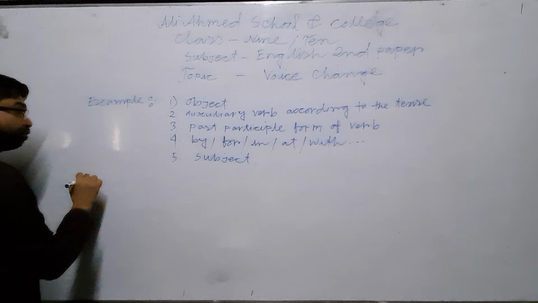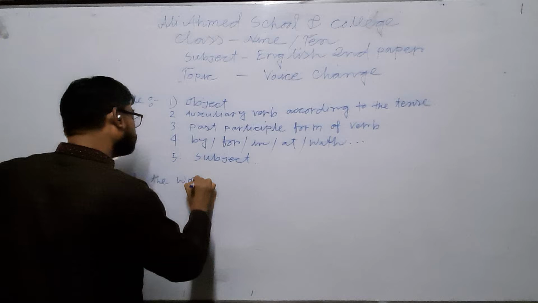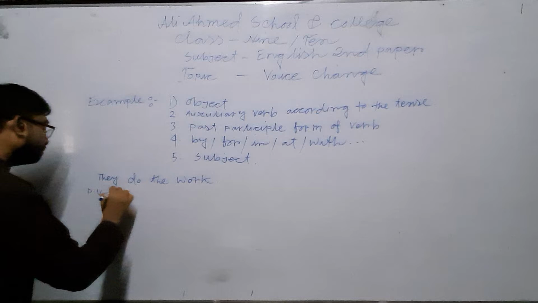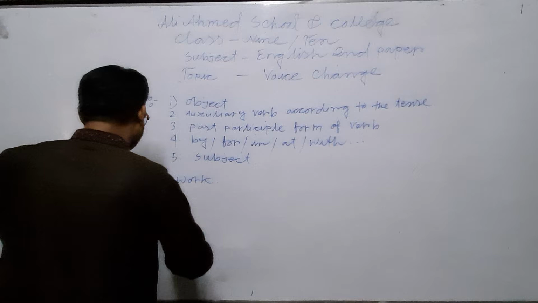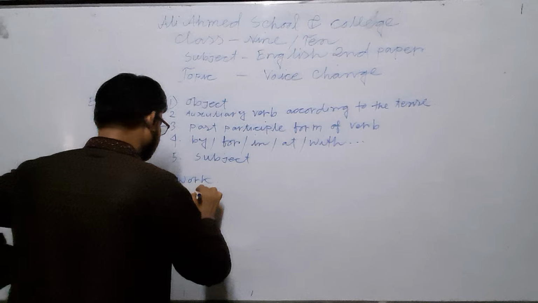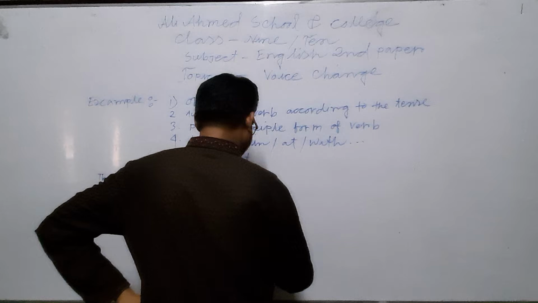Suppose I am giving an example. They do the work. The passive voice of the sentence is that: the work is done by them. As it is a present indefinite tense, the auxiliary verb will be used here: am, is, are. So the verb will accept is. The verb is, then past participle form of the verb, done. The work is done by, the objective form of the subject, them.